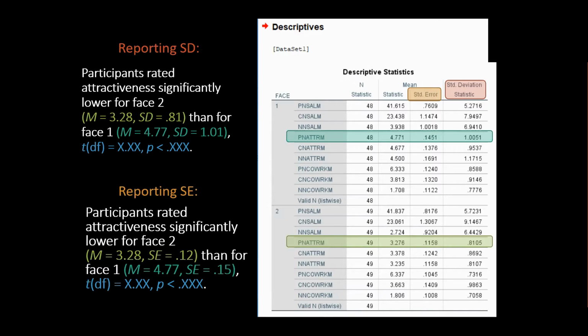Sometimes you're going to be asked to report the standard error. If you were going to do standard error, you just change the SD to SE and you report the right number. So for standard error, you report this column. For standard deviation, you report that number.